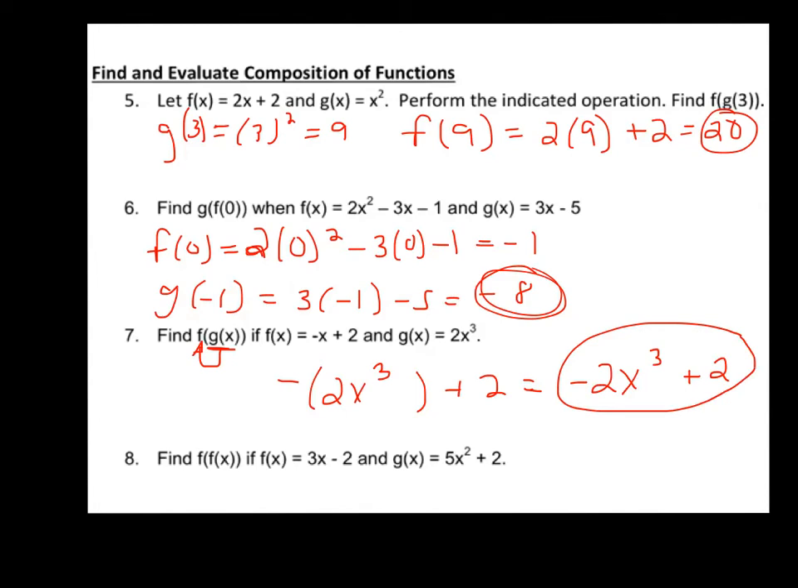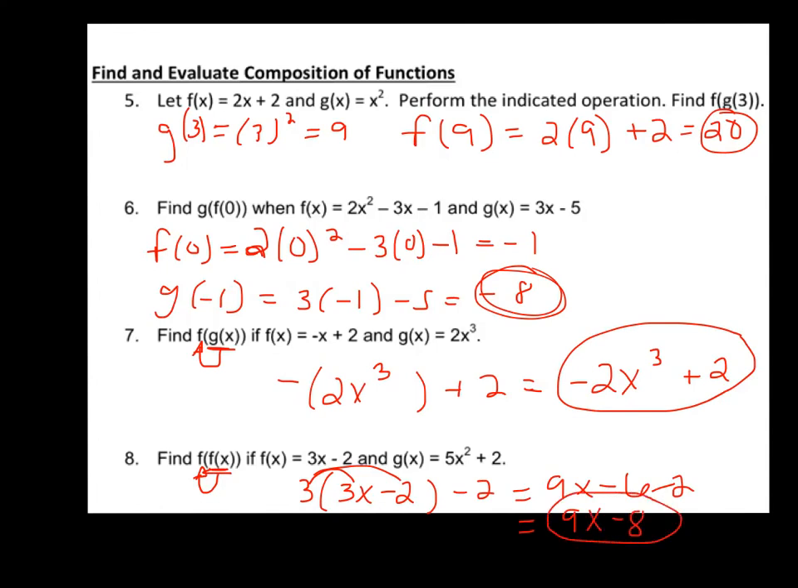On number 8, we have f of f of x, which means we're plugging f of x into f. So I'm going to start with my f function, and I'm plugging in f of x into it. And to simplify on this one, I'm going to have to distribute. So I'm going to get 9x minus 6. I still have the -2. And then when I simplify that, I get 9x minus 8. And that would be my answer.